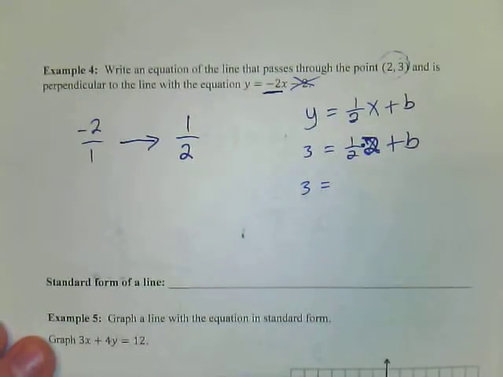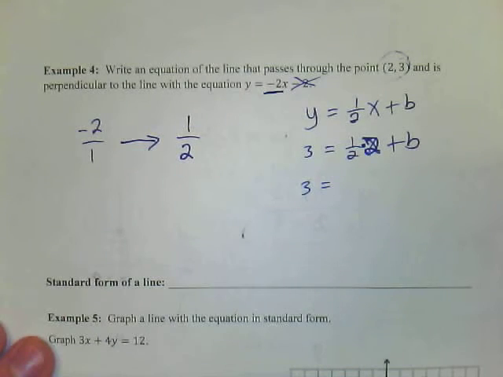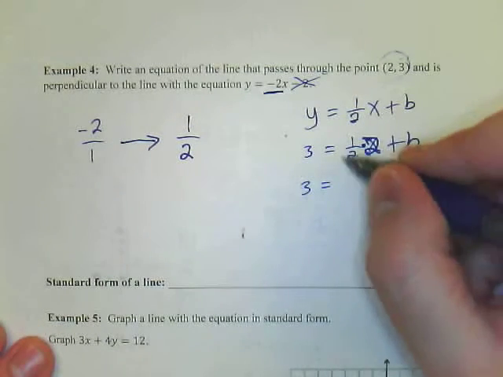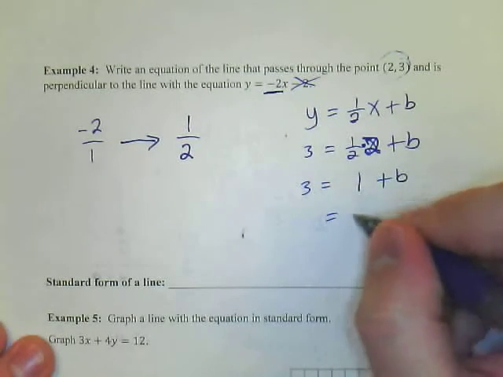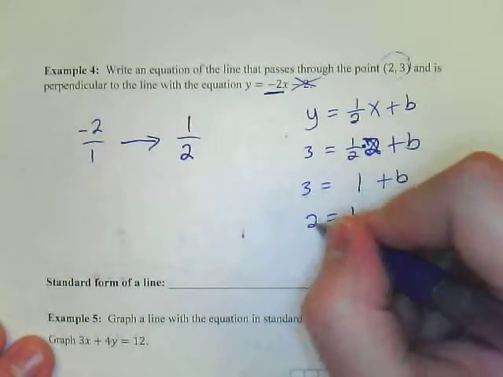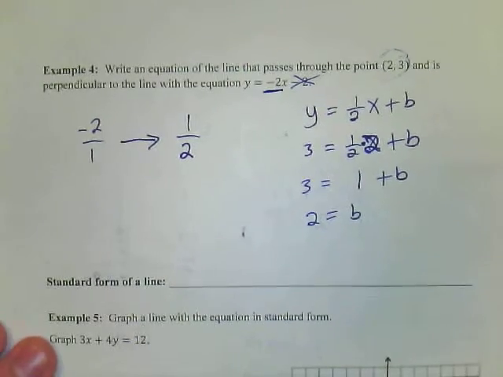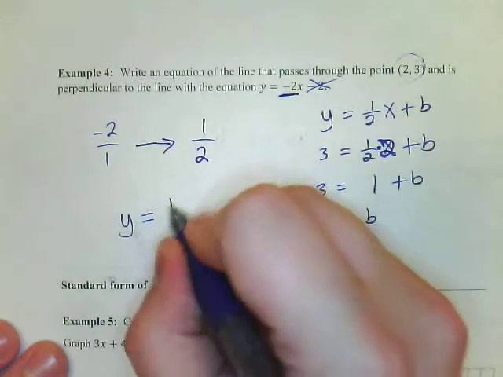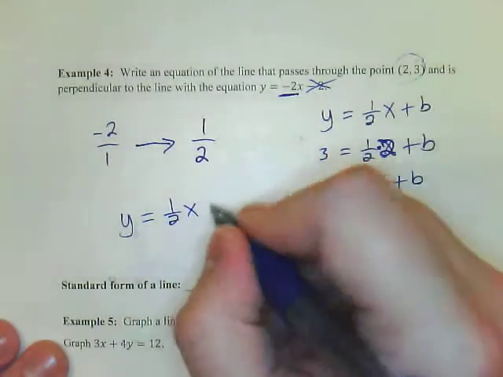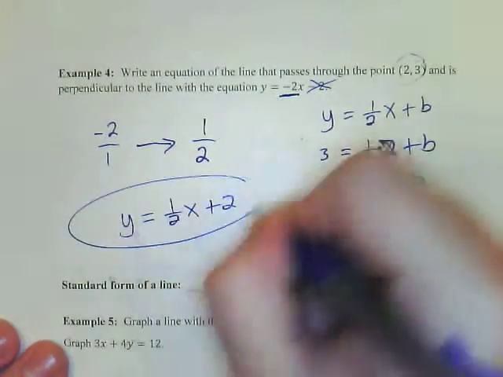Well, remember that multiplying by 1/2 is really the same thing as dividing by 2. So what we really have here is 2 divided by 2, which is 1. And then we can solve this by subtracting 1 from both sides. So b is equal to 2. So then for our equation, we use the slope that we found, 1/2 x, and then plus the y-intercept that we just found, which is 2.